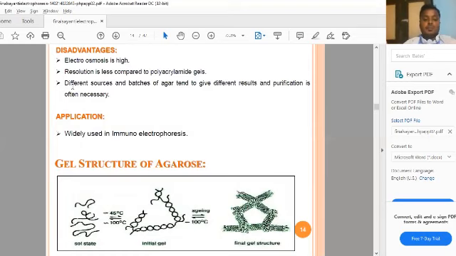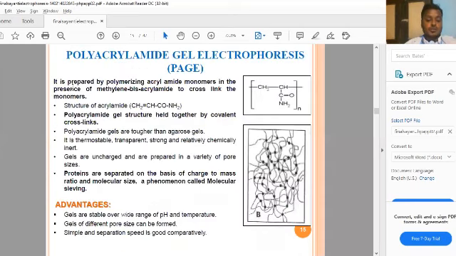The disadvantages: electroosmosis is very high and resolution is less when compared to polyacrylamide gel, and different sources and batches of agarose can give different results, so purification is often necessary. This is one of the most important points, the disadvantages. Application: it is widely used in immunoelectrophoresis.